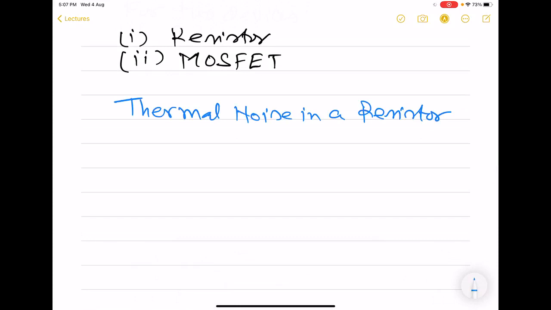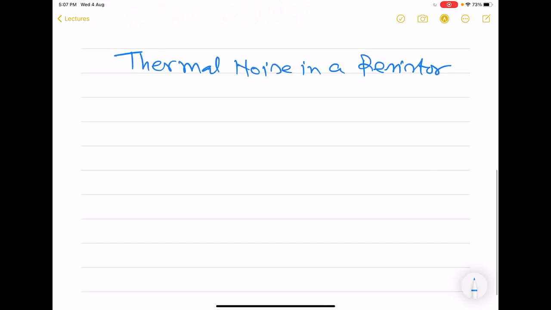As the name points out, noise is something that is not desirable from a resistor, but it exists. And typically, when we talk about noise, noise is something which is unpredictable also. So there are two properties associated with noise. First is undesirable quantity, and second is random.